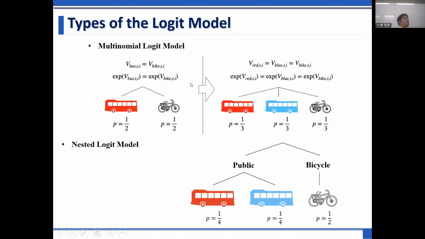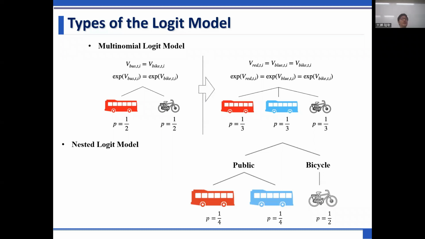And when you apply the nested logit model like this, where public transport and bicycles are introduced like this, so-called competition between the red car, the red bus and the blue bus must occur. As a result, the probabilities of the modal share of each mode are like shown below. Yes. In that case, the nested model must be applied in this city.